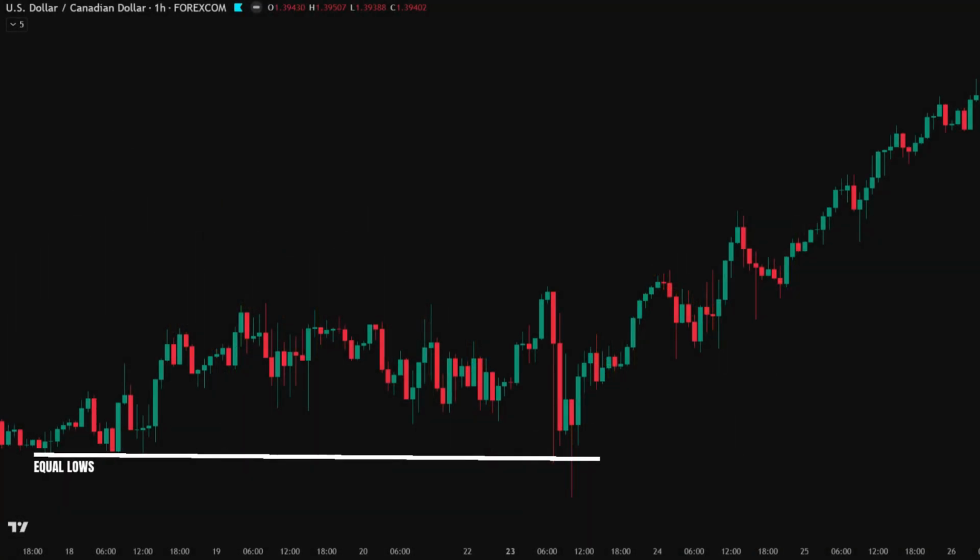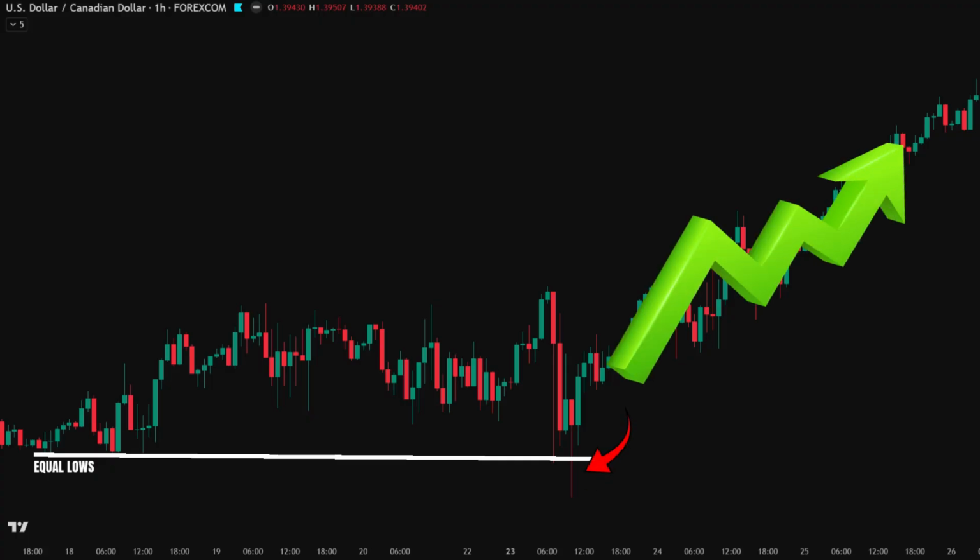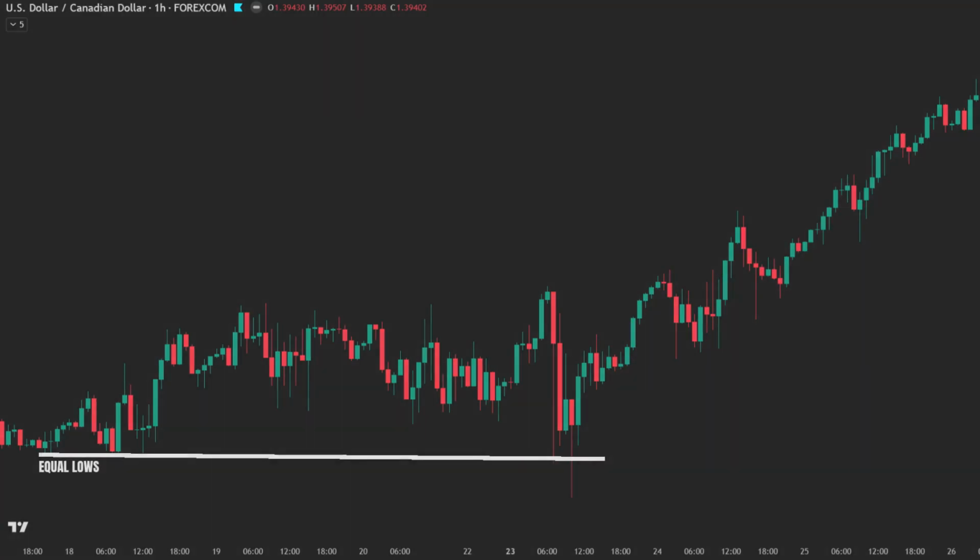Equal lows are the sell side equivalent of equal highs. 2, 3, or more lows at the same price level. Massive pool of stop losses below them. In ICT, equal lows are almost always targeted before any significant move higher. Here's the rule that comes out of this.